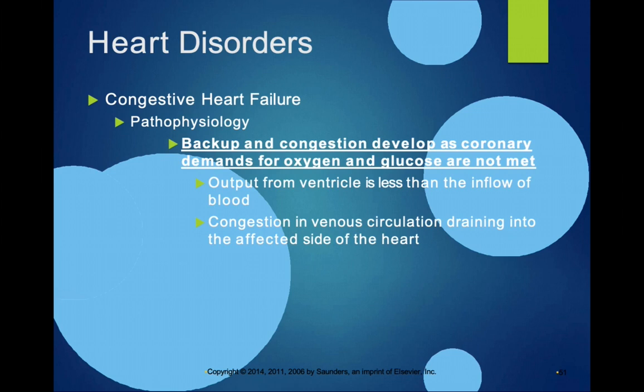All right, so now with the pathophysiology, there's going to be this backup and congestion that develops as the demands for oxygen and glucose are not met. The output from the ventricles is less than the inflow of blood. There's congestion in the venous circulation draining into the affected side of the heart. I'm going to show you a picture to help you understand this.